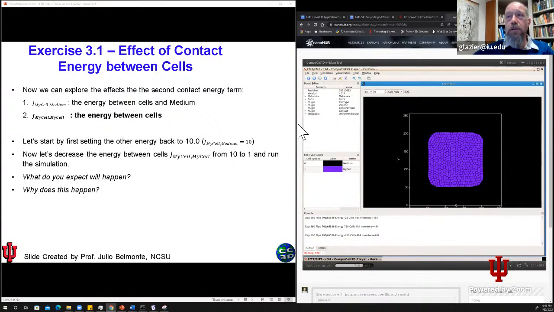And now what I'd like you to do is decrease the energy between the cells from 10 to 1 and run the simulation. And before you do it, I'll ask you to think, what do you expect is going to happen when I change the energy? I'm going to be reducing the cell-cell energy. What do you expect to happen? Think about it for a minute.